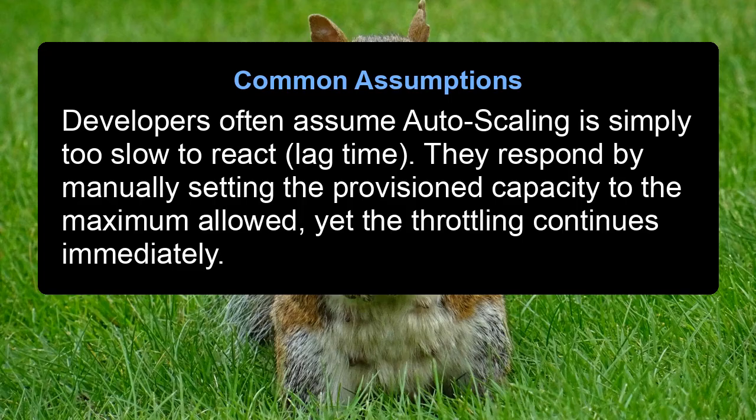Common assumptions. Developers often assume auto-scaling is simply too slow to react, lag time. They respond by manually setting the provisioned capacity to the maximum allowed, yet the throttling continues immediately.